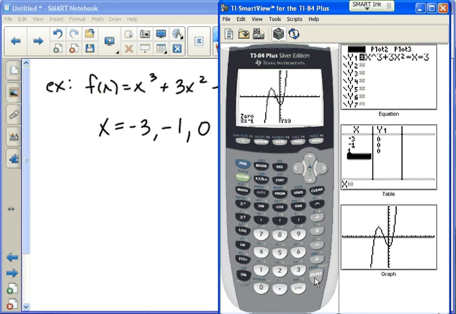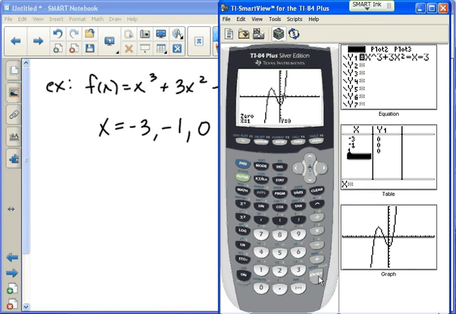And finally we can find the third one with the same process. Second calc, 0, move it till it's just to the left. Oh, I went too far. That'll work, just to the left, hit enter, go just to the right of it, hit enter, and don't worry about the guess, just hit enter, and you get positive 1. So you can see that's how you can find the zeros using the calculator.